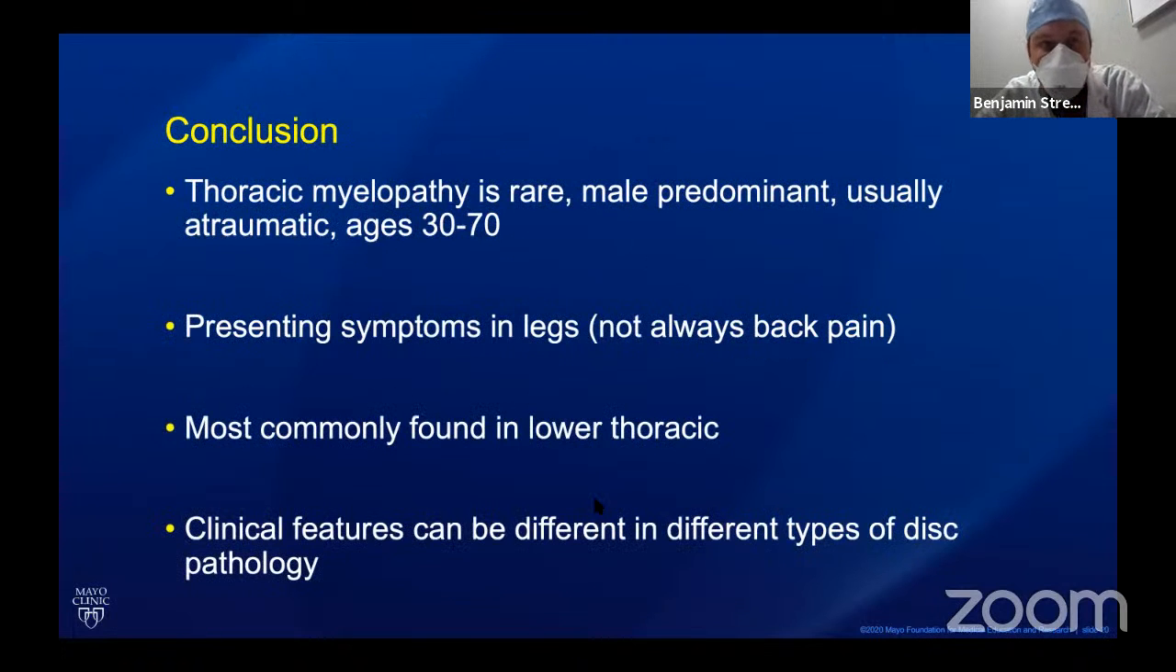So in conclusion, thoracic myelopathy is a rare, male-predominant, usually atraumatic onset disease state that occurs between ages 30 and 70, usually. The presenting symptom is very often in the legs, not always with back pain. The disease is usually found in the lower thoracic area, and the clinical features, as they've described here, can be different in different types of disc pathology.